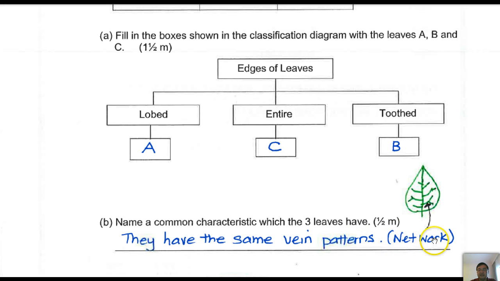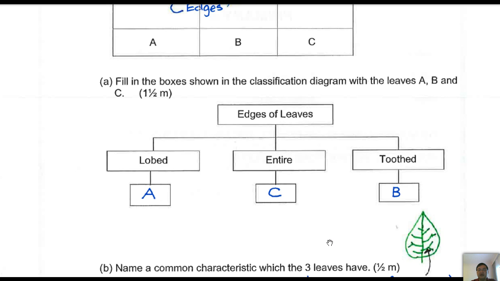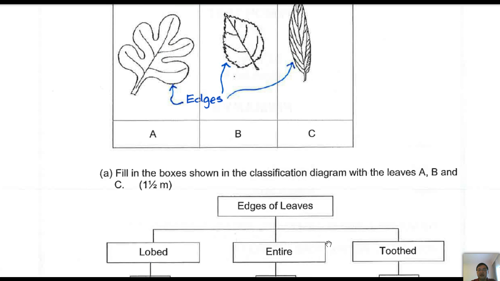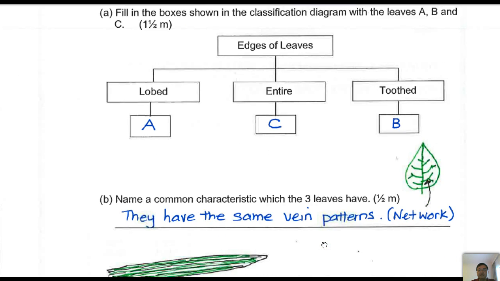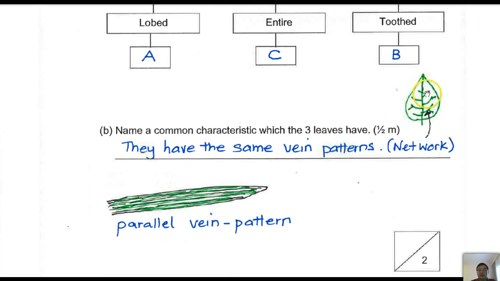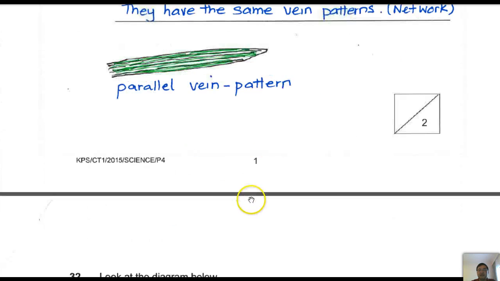Network veins. Okay, vein patterns. They have this similarity, the vein patterns. Or if you have your answer as what they have in common, they are able to make food for the plant, that will still be acceptable. Now take a look. Network vein is this, and parallel vein pattern is like this, right? Straight, everything straight, parallel to each other.